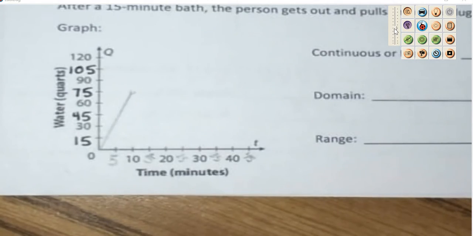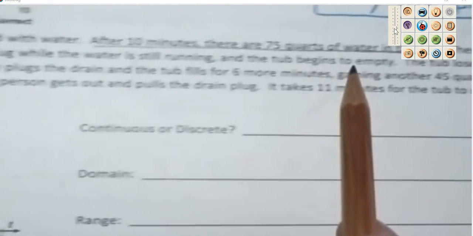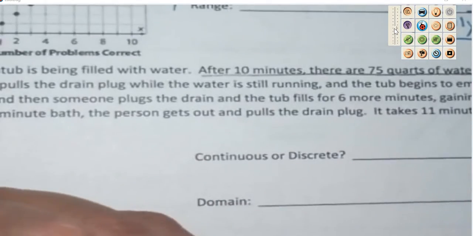Okay, then the words say, then someone accidentally pulls the drain plug while it's running. The tub begins to empty. So the water was going up. Now it's going to start coming down. The tub loses 15 quarts in 5 minutes.